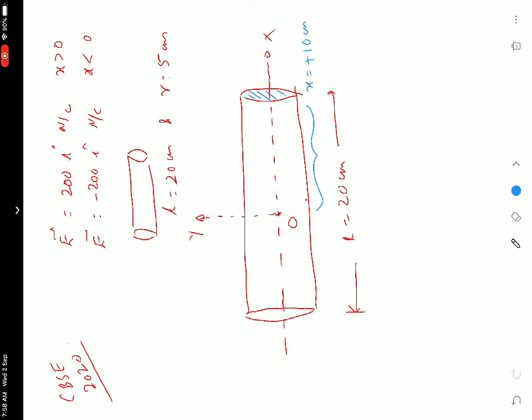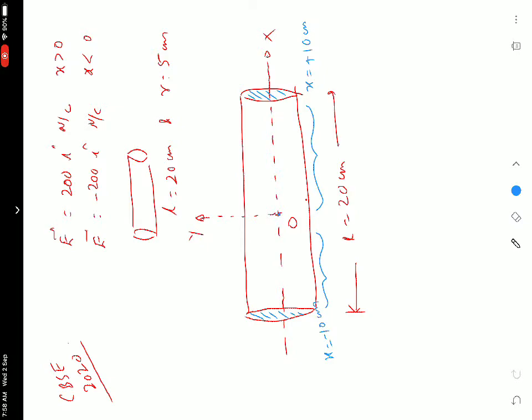Okay. Left side face, origin is here, second left side face is here, x is equal to minus 10 centimeter. This is a very good, nice question. So right side face, x is equal to plus 10 centimeter, that is from the origin, and left side face is x is equal to minus 10 centimeter.